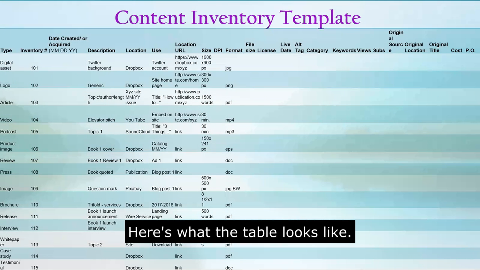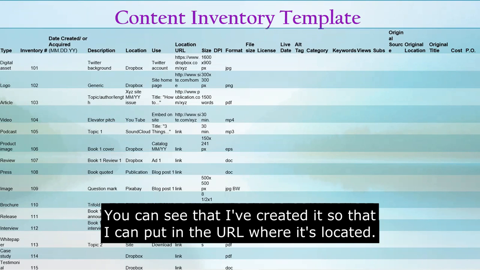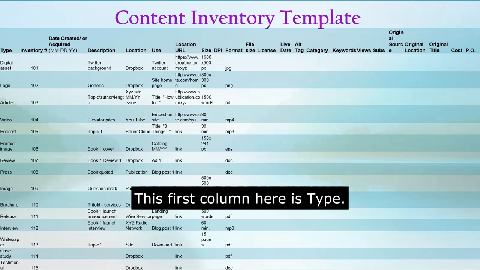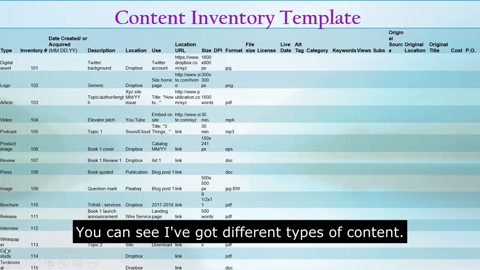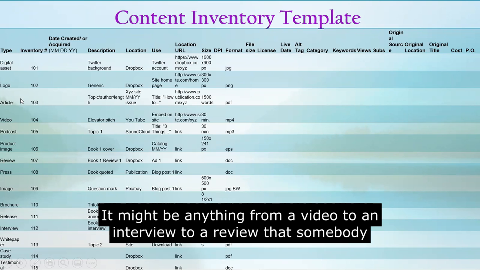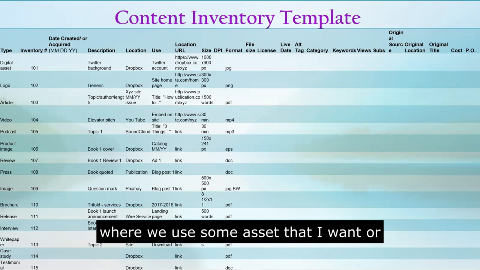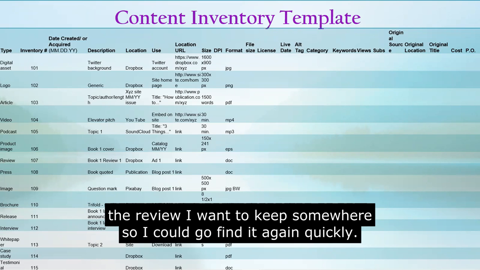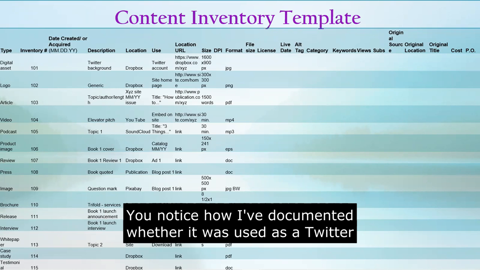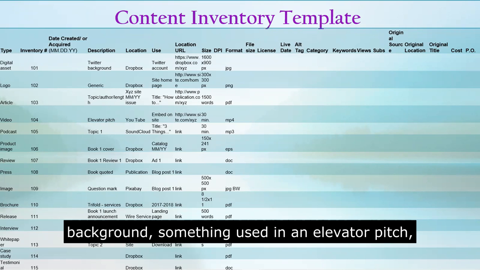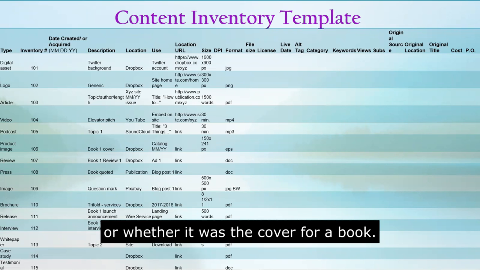So here's what the table looks like. You can see that I've created it so that I can put in the URLs of where it's located. Also, this first column here is type, and you can see I've got different types of content. It might be anything from a video to an interview to a review that somebody did, where we use some asset that I want, or the review I want to keep somewhere so I can go find it again quickly. And you can notice how I've documented whether it was used as a Twitter background or as something used in an elevator pitch, for instance, whether it was the cover for a book.